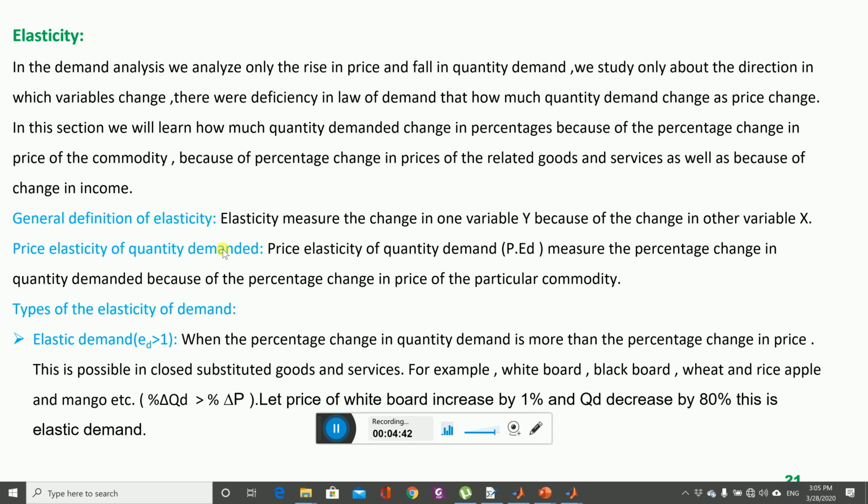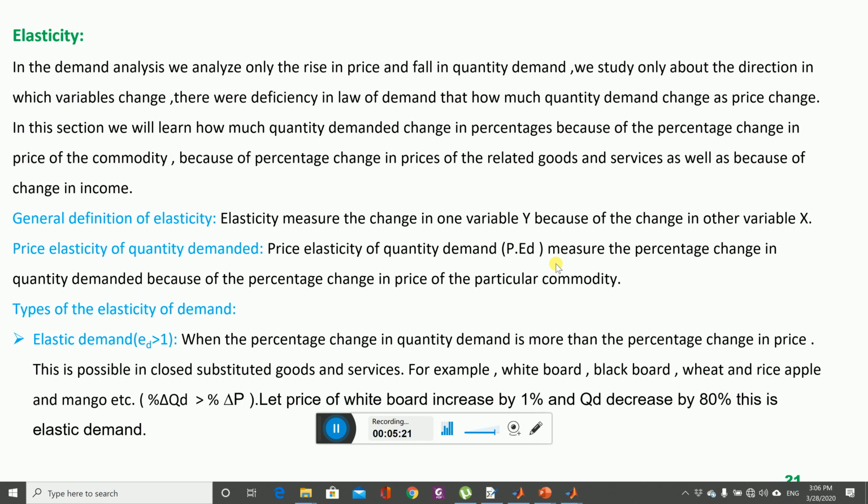Price elasticity of quantity demanded. Our major topic is this: what is price elasticity of quantity demanded? This means how much the quantity demanded of any particular commodity will change when the price of that particular commodity changes by some percentages. For price elasticity of quantity demanded we use the symbol PED. P represents price, E represents elasticity, and the small d represents quantity demanded. So we can use PED for this theory, price elasticity of quantity demanded.